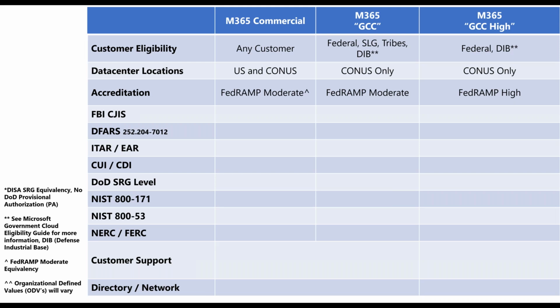So I'm going to go through here line by line to help you understand what this means. As you see, we have Microsoft 365 Commercial on the left side, GCC in the middle, GCC High on the right. And basically, the first two lines were already covered today about where these data center locations are and who's eligible. I have a little bit more detail on eligibility later on.